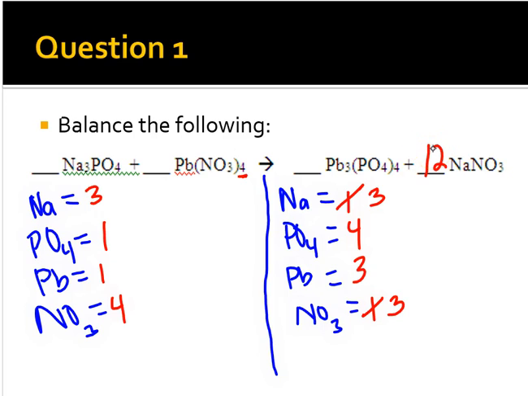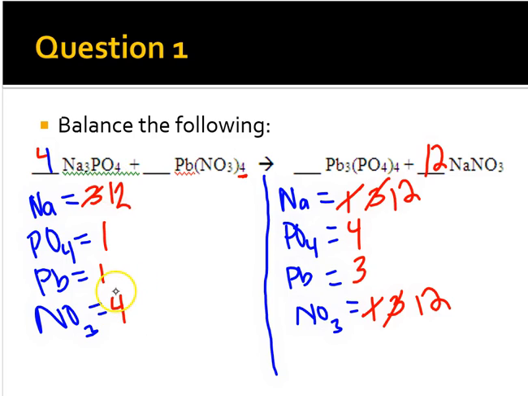There we go. So by putting a 12 there, my sodiums are 12 and my nitrates are 12. Now on the reactant side, I'm going to make the numbers for sodium and nitrate equal to 12 as well. Right now I have 3 sodiums. I want to make that 12. By putting a 4 here, that changes my number of sodiums to 12. And so now those are balanced.